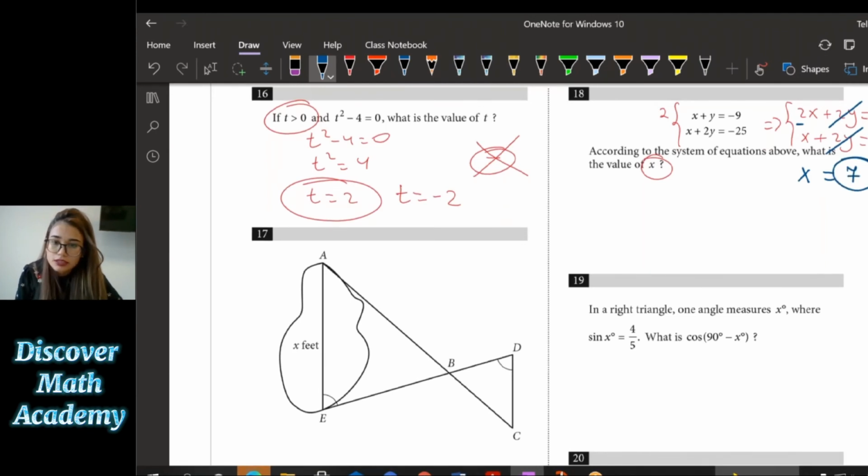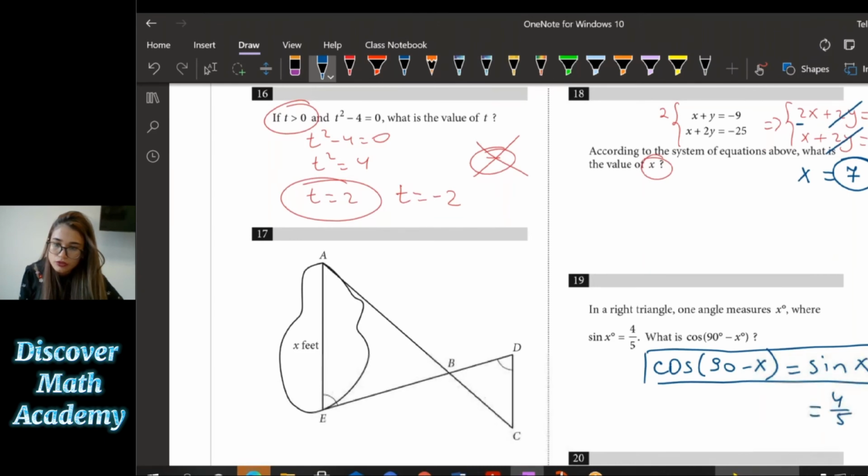The answer is 7. In a right triangle, one angle measures x, where sine x is 4 out of 5. What's the cosine of 90 minus x? Okay. Cosine of 90 minus x is the same thing as sine x. Okay, it's the rule. So sine x is 4 out of 5, so cosine of 90 minus x will be also 4 out of 5.